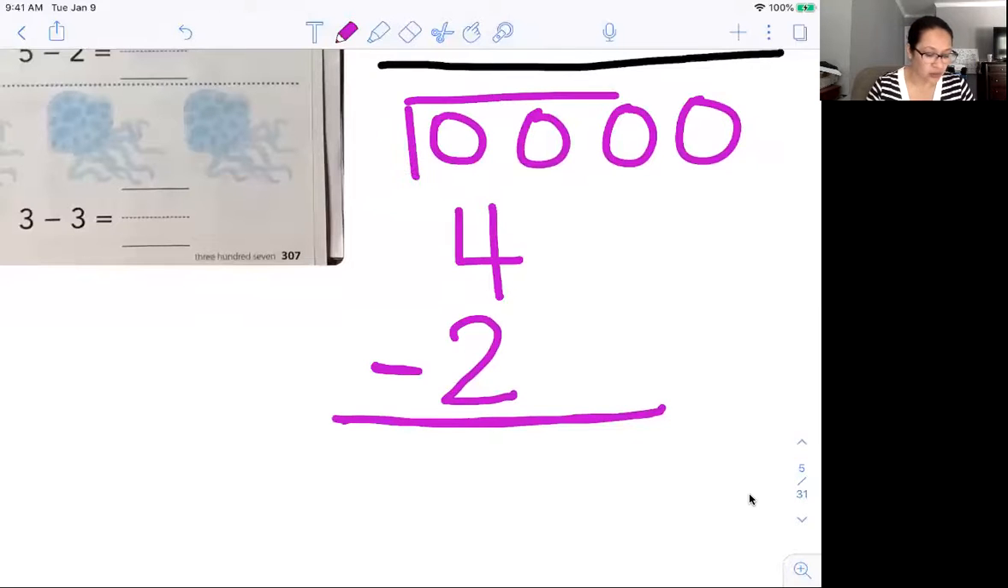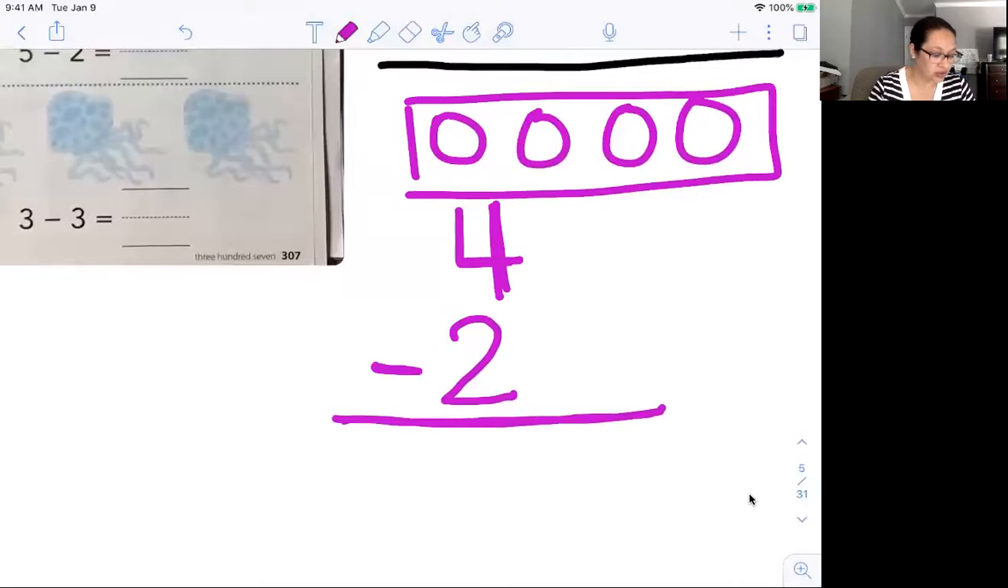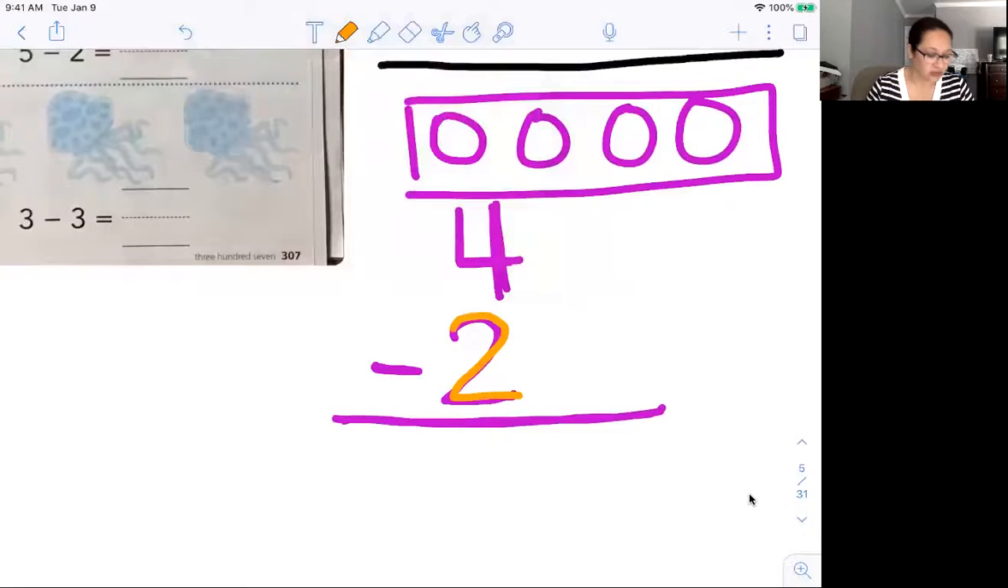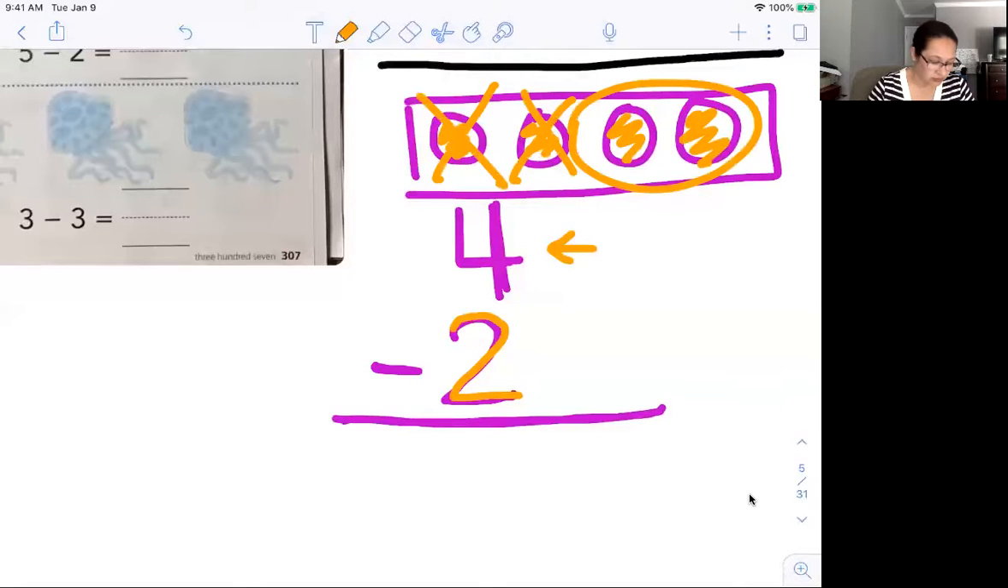So you have the 4, right? There's the 4. And then I want you to minus 2. Okay, so first let's see, 1, 2, 3, 4, right? There's the 4. Start off with how many you have. Take away 2. We're going to take away 1, 2. How many are left? 2. Okay, so it doesn't matter what 2 you're going to cross off, as long as you're crossing off the amount that they're telling you to minus, to take away.